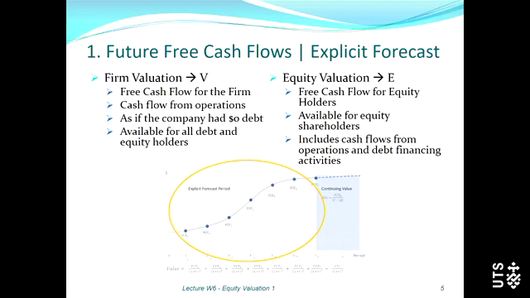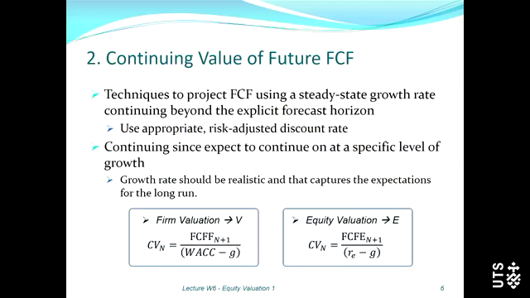So this is doing this bit here. The next part is looking at the continuing value. What happens after the end of the forecasting period? So what we do there is we use a shortcut. The shortcut we use is called a perpetuity, right?